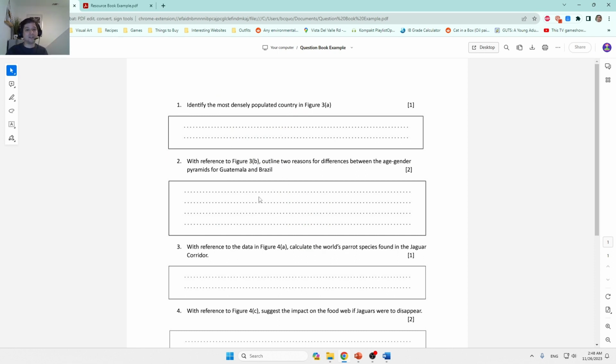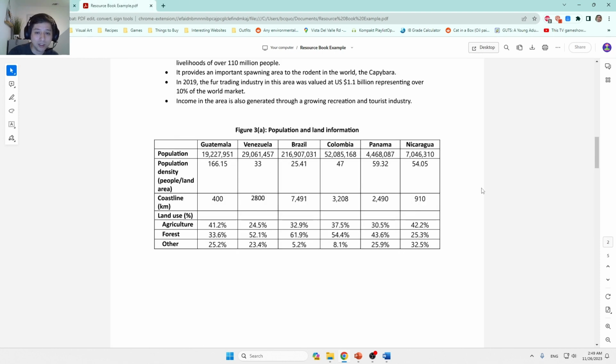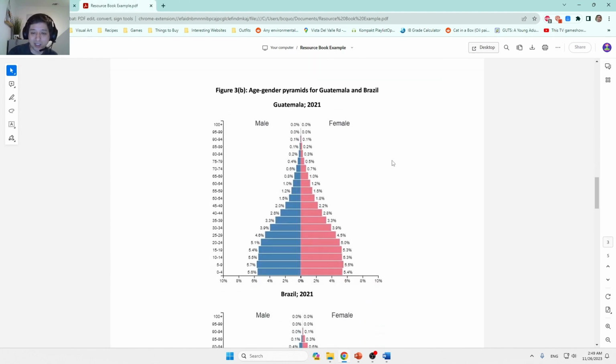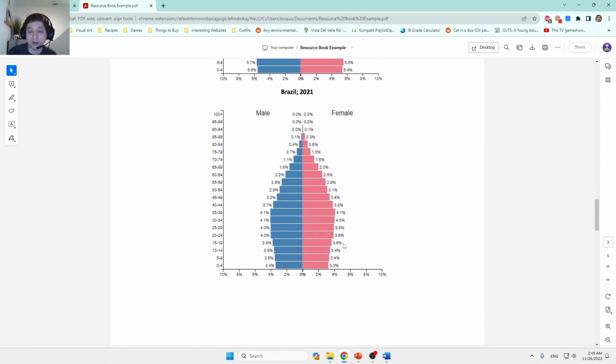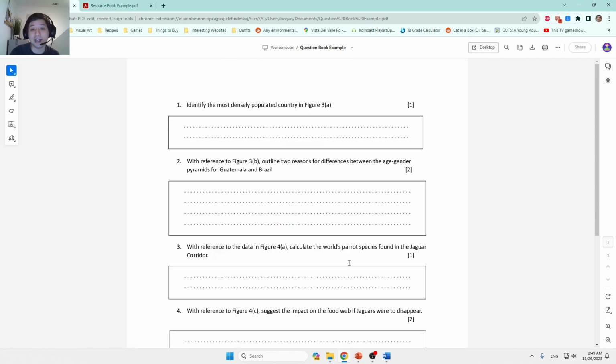Question 2, with reference to figure 3B, outline 2 reasons for differences between the age gender pyramids for Guatemala and Brazil. Again, we're not really going to go into answering these, but we go to figure 3B, and we're going to give 2 reasons why these are different, which is something you will learn in class. So this requires no background knowledge. This requires some background knowledge from class.